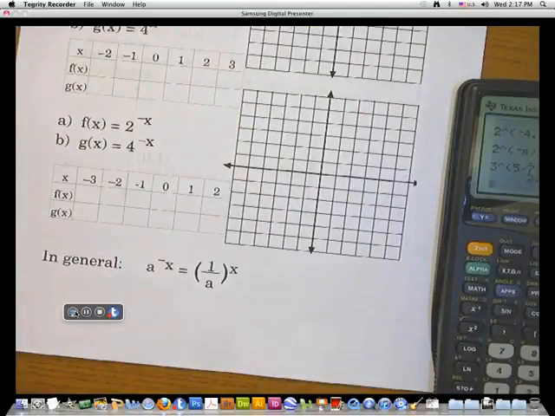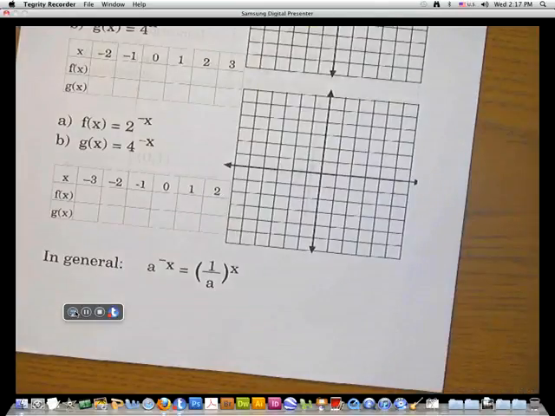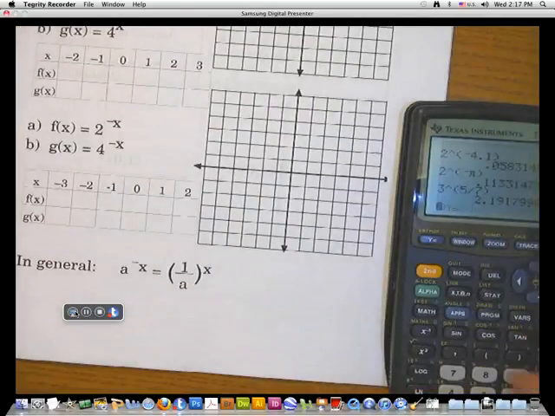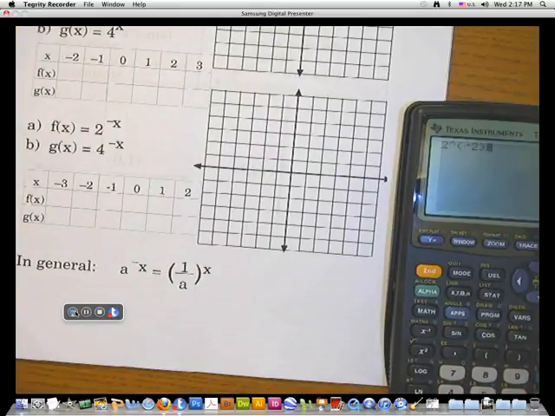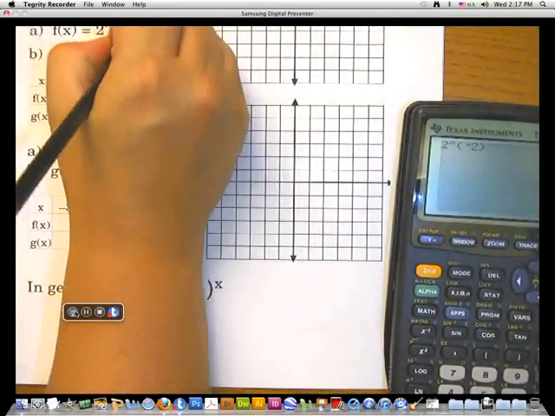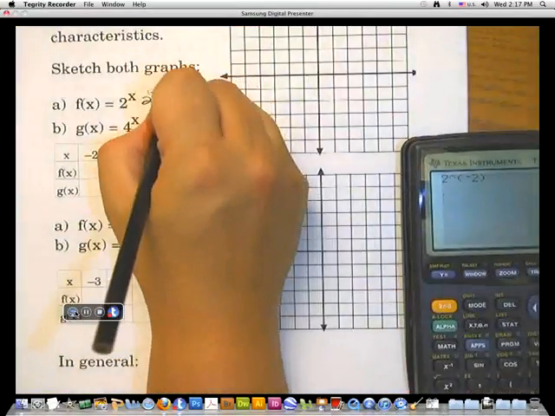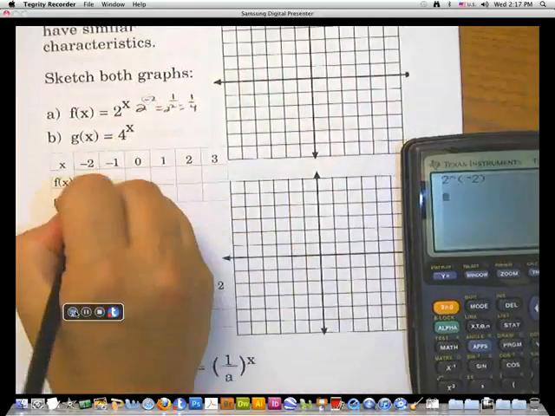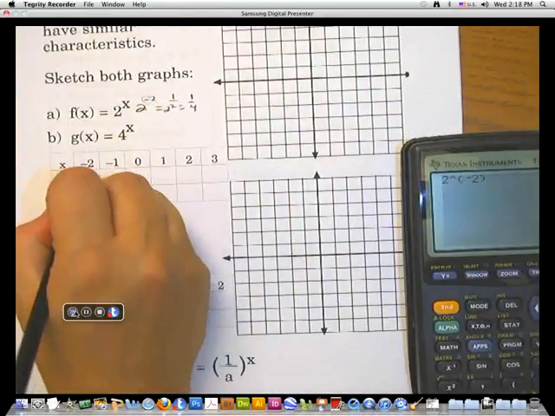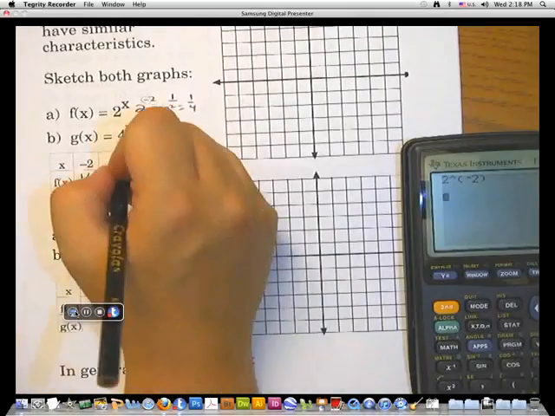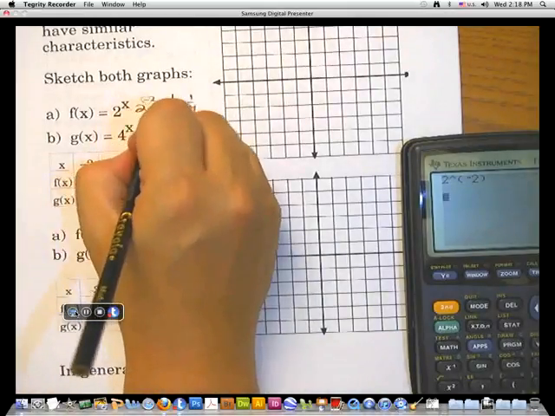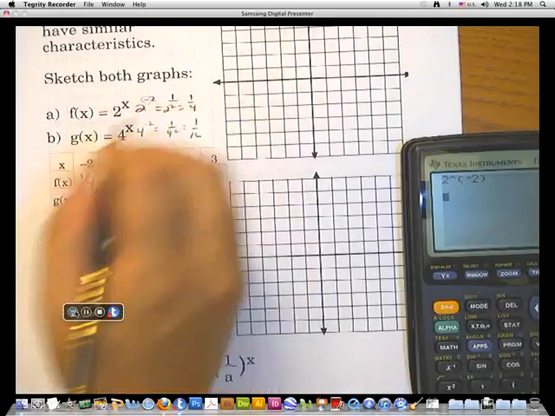When we look at the graphs of these exponential functions, we're going to sketch these using coordinate points. So with your calculator, you can put in 2 to the negative 2. Negative exponents, remember, that means to reciprocate, so that's really 1 over 2 squared, so 1/4. And then if you have your g equation, so 4 to the negative 2 is 1 over 4 squared, which is 1/16.